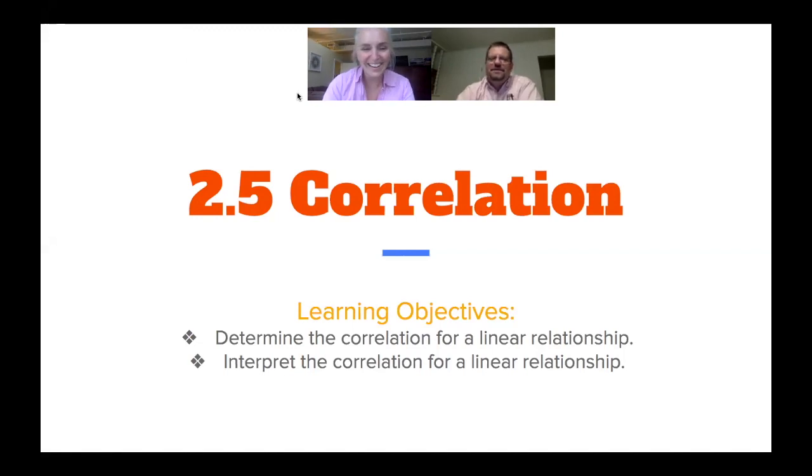All right, so welcome to 2.5, all about correlation. Correlation, like the relationships between the two variables that we're talking about. Today we're going to talk about how you determine the correlation of a linear relationship, and then also once you find that correlation, how do you interpret it?